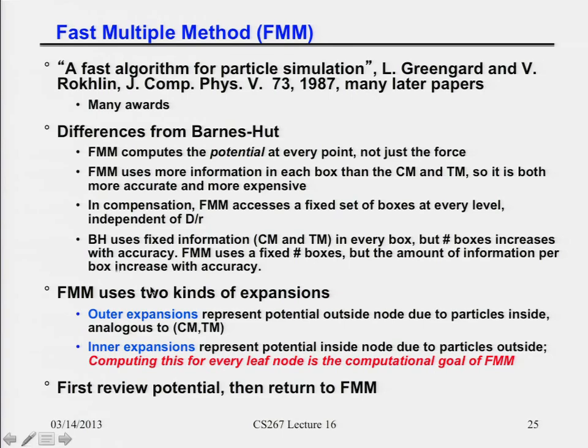There are going to be two kinds of expansions I have to tell you about. They're both Taylor expansions of a certain kind. The first one is called an outer expansion. That's what we saw in Barnes-Hut. You know all the particles inside a box. I want a formula that tells me what the potential is if I'm far enough away. So an outer expansion is true outside the box. And so that's going to be one.